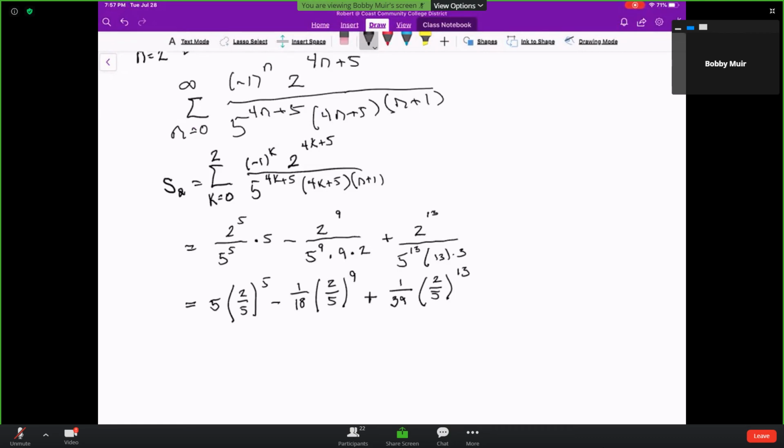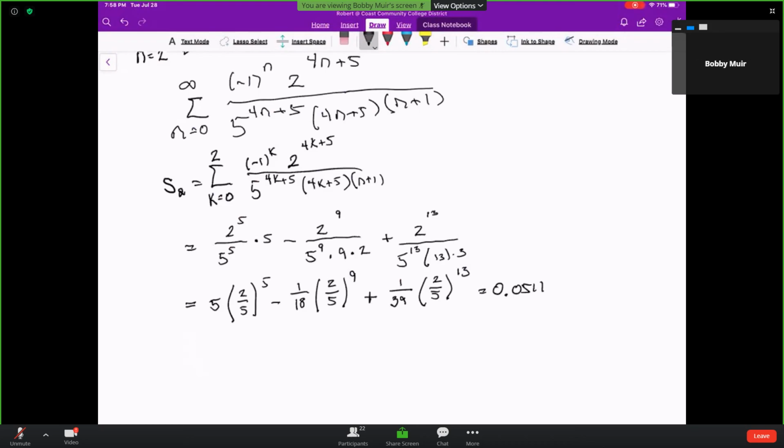Okay, one more time. So it's going to be 5 times 0.4 raised to the 5th power minus 1 over 18 times 0.4 raised to the 9th power plus 1 over 39 times 0.4 raised to the 13th power equals, I think I got the 0.0511 number.